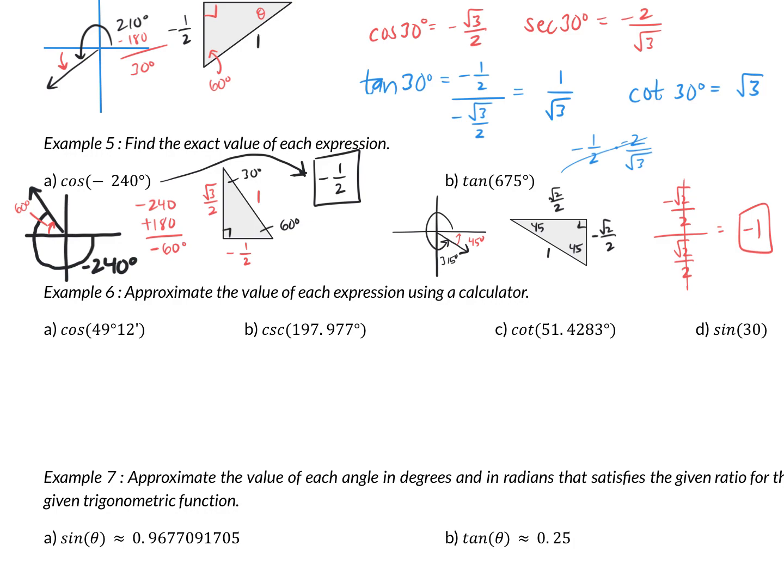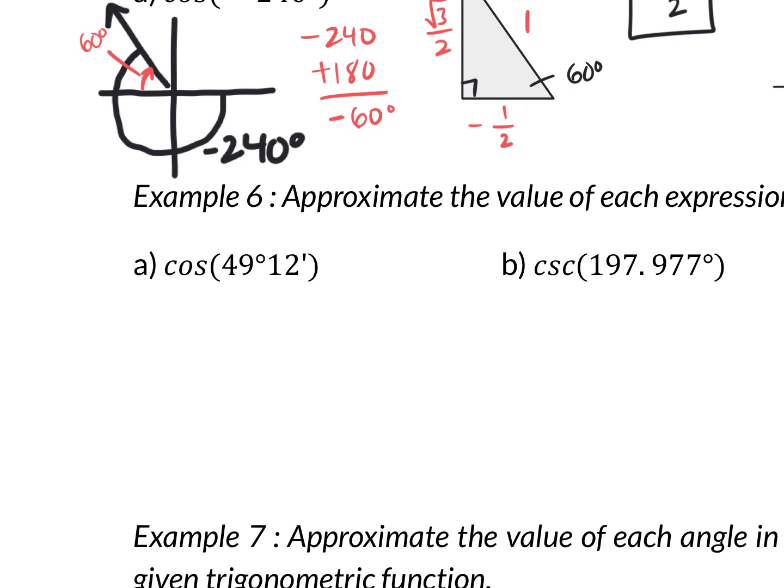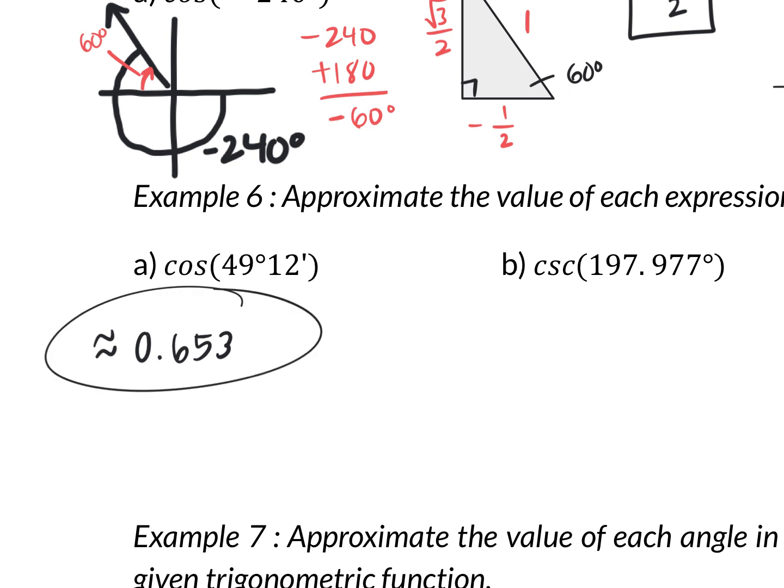For this first one, you can literally just type it in: cosine of 49 degrees 12 minutes. When you type that in the calculator and round it to about 3 decimal places, you should get 0.653 for your answer. And again, make sure you are in degrees, so double check you get that answer.